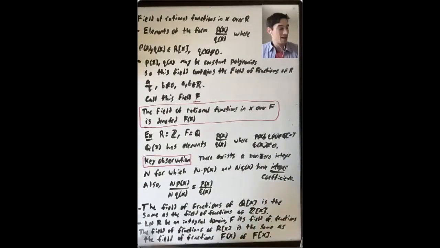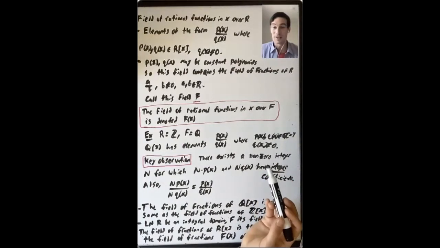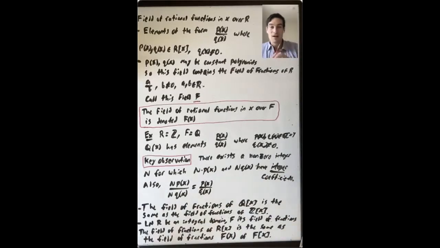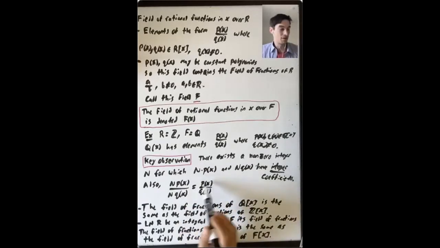And the key observation is that you have these two polynomials that have rational coefficients. So maybe they have denominators, but you can multiply by some integer to clear all of those denominators. So there exists a non-zero integer n, where you multiply p of x by n and q of x by n, and you get two polynomials that have integer coefficients now, instead of just rational coefficients. And the key observation is that with this equivalence relation, n times p of x over n times q of x is the same element as p of x over q of x. So you cross multiply and you get the same thing. So these are going to be the same in this field of fractions.